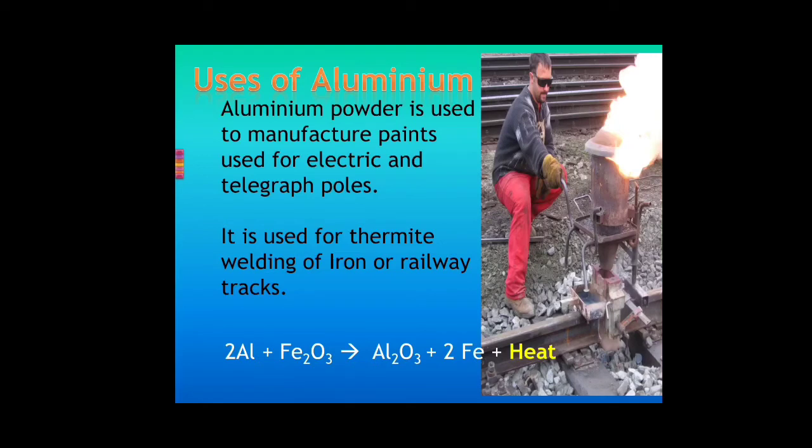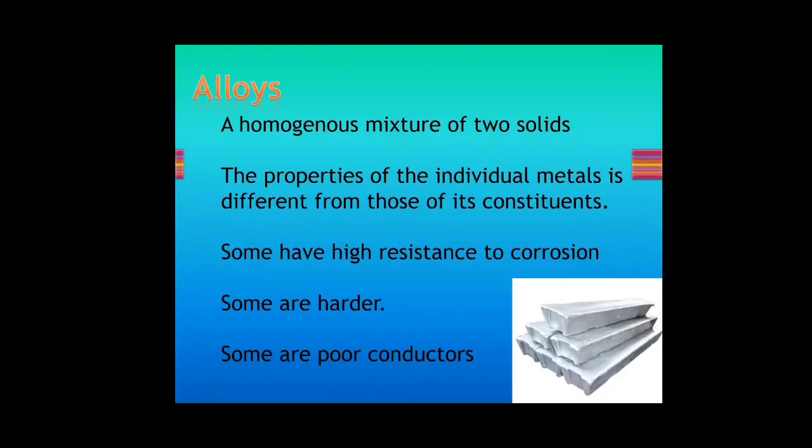So it is used especially for thermite welding of the railway tracks. An alloy is a homogeneous mixture of two or more solids. The properties of the alloy are different from those of its constituents. Some alloys have high resistance to corrosion. Some are harder. Some are poor conductors.